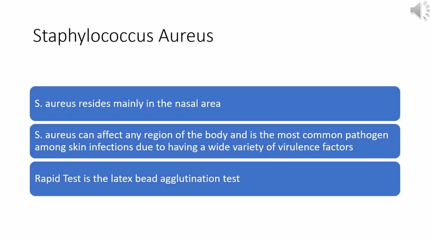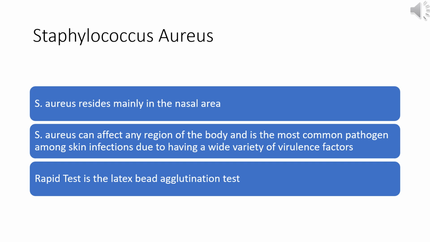So in the last slide I mentioned the Staphylococcus aureus. I wanted to take a brief step aside from disease to go a little bit deeper into what it is. The S. aureus resides mainly in the nasal area of about 60% of humans, so it is common to just have it, but it's not active until it reacts to something. So the S. aureus can affect any region of the body, and this is what makes it the most common pathogen. And the reason that it can affect any region of the body is because it has a wide variety of virulence factors.